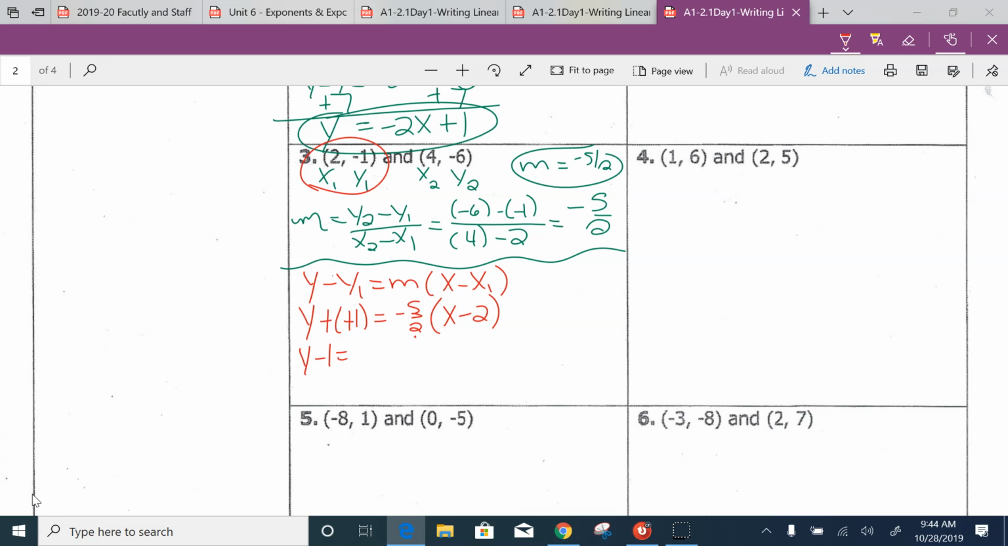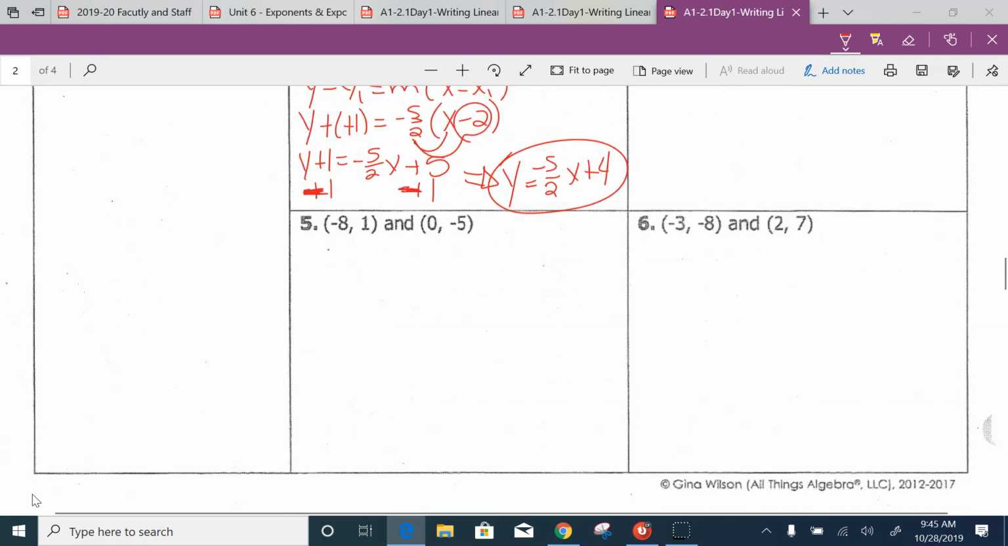Distribution time. Negative 5 halves times x is negative 5 halves x. Negative 5 halves times a negative 2, if you use your calculator, this gives you a positive 5. I'm going to go ahead and add 1 to both sides. And I get the equation y equals negative 5 halves x plus 4. Let's see. I feel like I have a bit of an error here. Oops, this was to be subtracting. That's supposed to be minus 1, minus 1. There we go. There's the 4. Quick little fix.